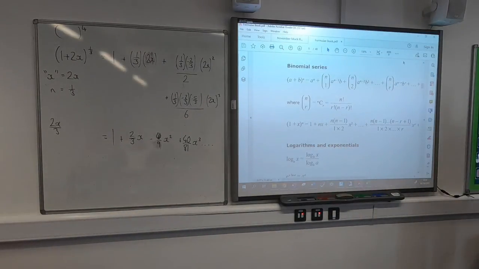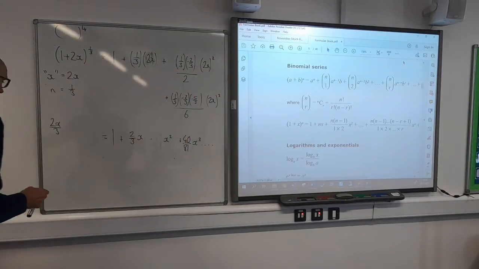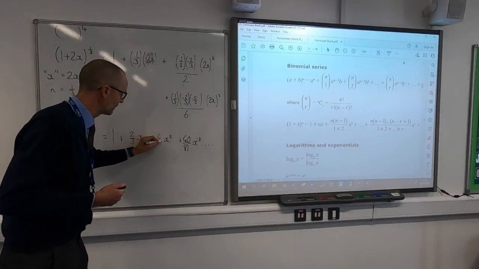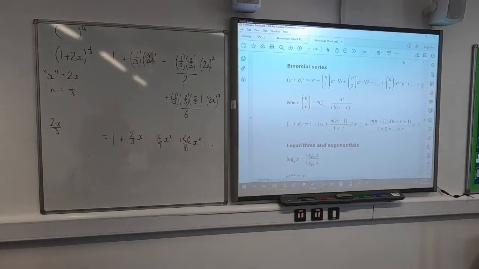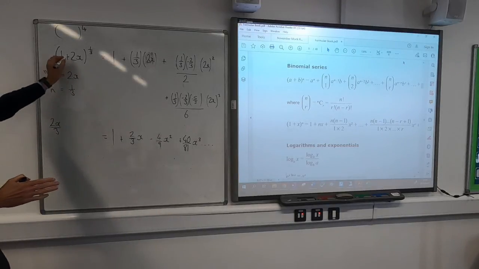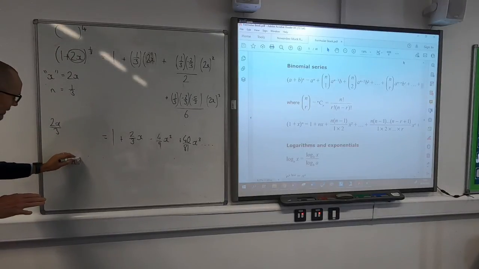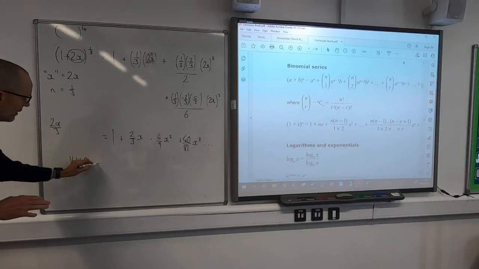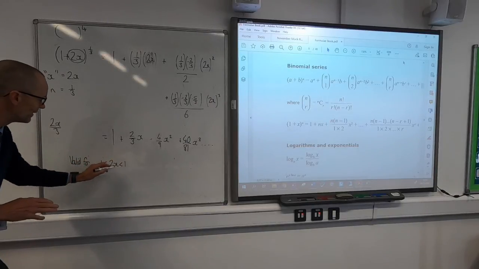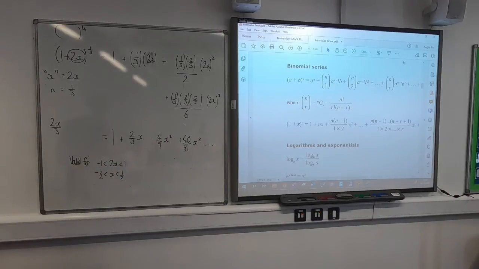And I can stop there because if this is a small number, then x squared is going to be an even smaller number. x cubed would be smaller still, and x to the power of 4, it'd be so tiny it's barely worth worrying about. And often we're asked about the validity of this expansion. For what values of x does this roughly equal this? And you remember this thing has got to be between -1 and 1. So in this case it's valid when 2x is between -1 and 1. So that means x would have to be between -1/2 and 1/2.